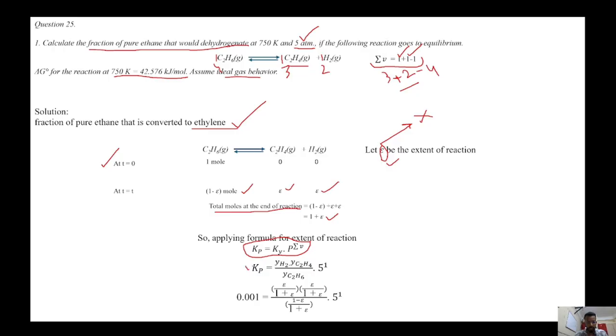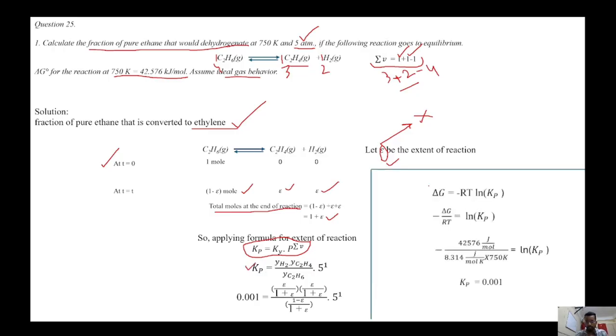So our job is to find Kp and Ky. What is Kp? We can find Kp from the standard formula for standard Gibbs free energy: del G is equal to minus RT ln Kp. Just rearranging the formula, putting the values, we have del G, we have R, we have the temperature, we will get Kp.